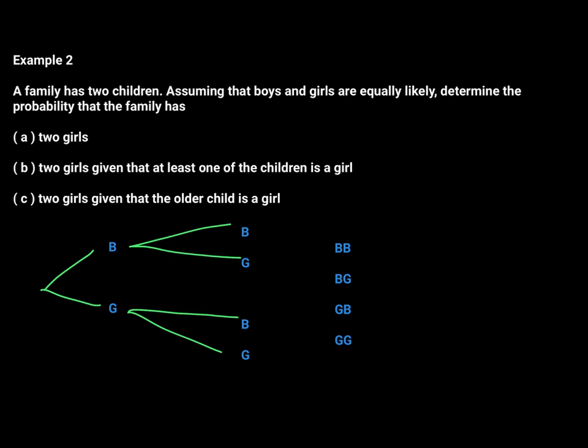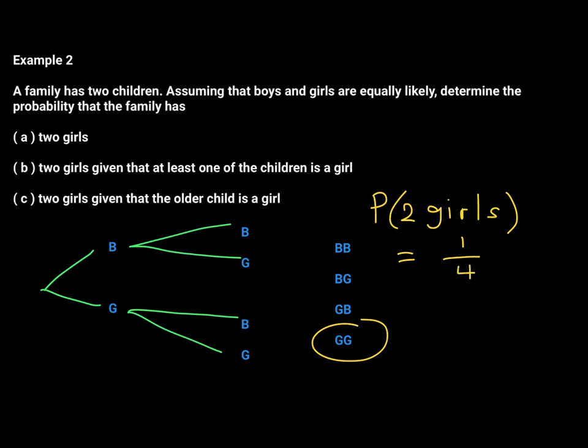Only one of the outcomes has 2 girls. Therefore, the answer for part A is that the probability that they will have 2 girls is 1 out of 4 equally likely outcomes.